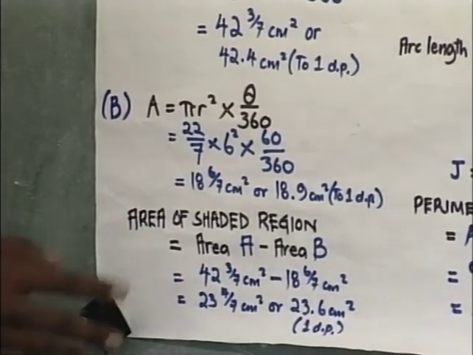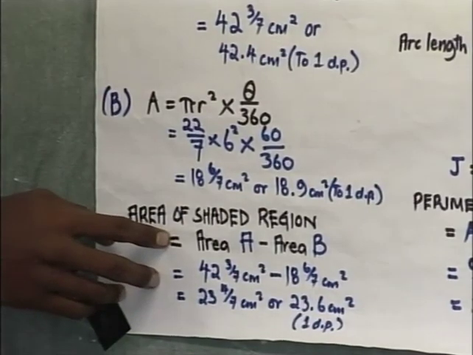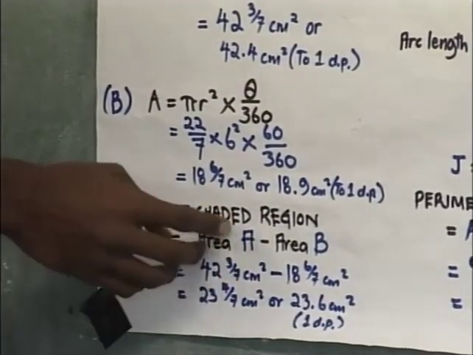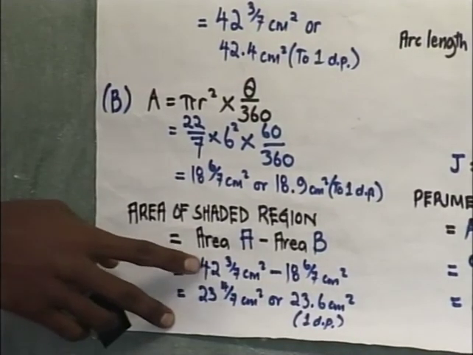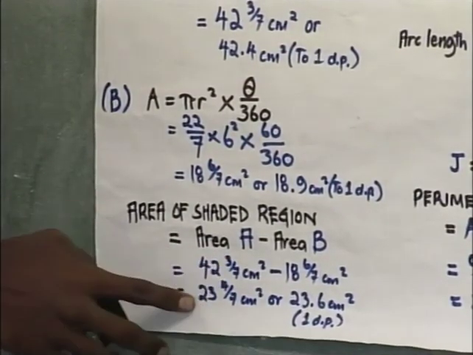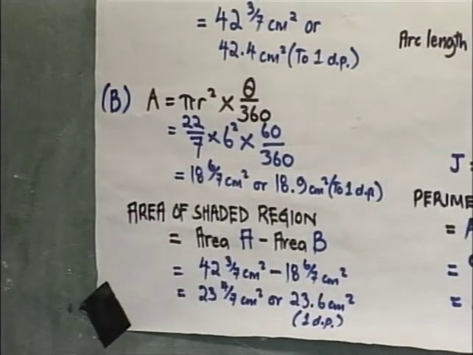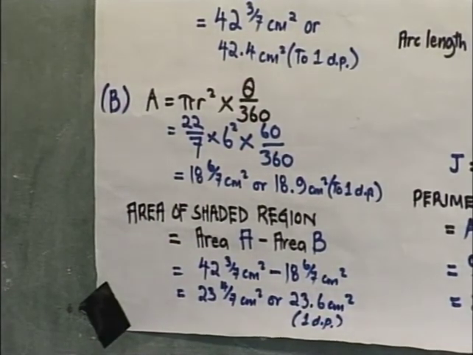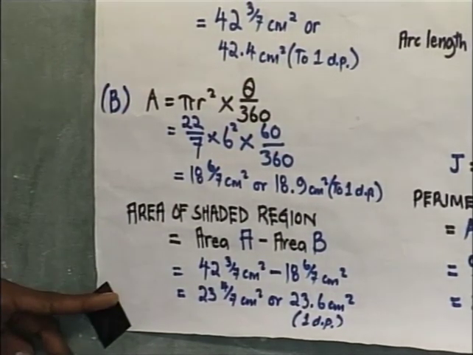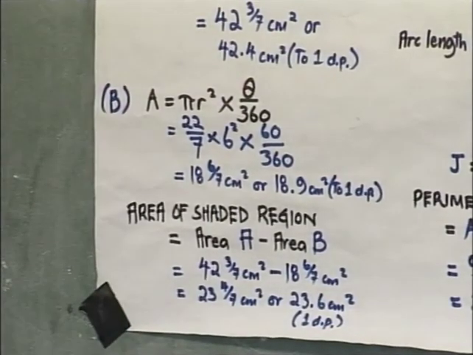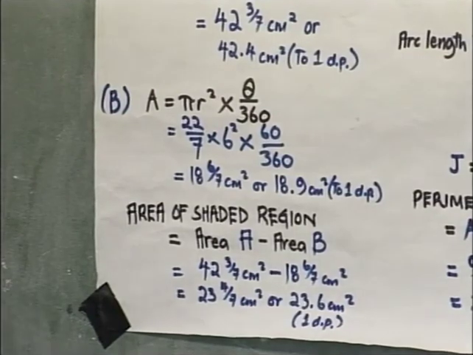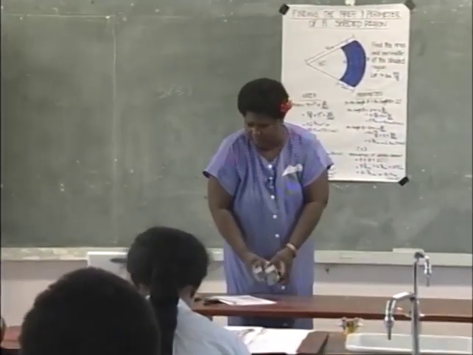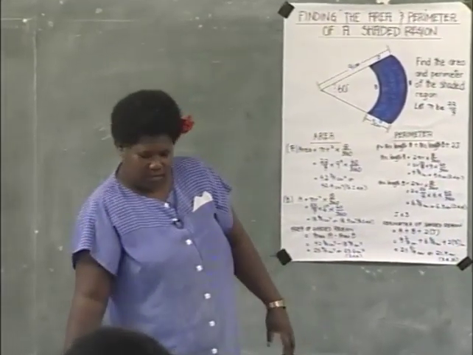To get the area of the shaded region, you have to subtract area B from area A, being the larger. You get 42 3/7 square centimeters minus 18 6/7 square centimeters. You get 23 4/7 square centimeters, or 23.6 square centimeters to 1 decimal place. Good. Well done. Any questions that you may want to ask?